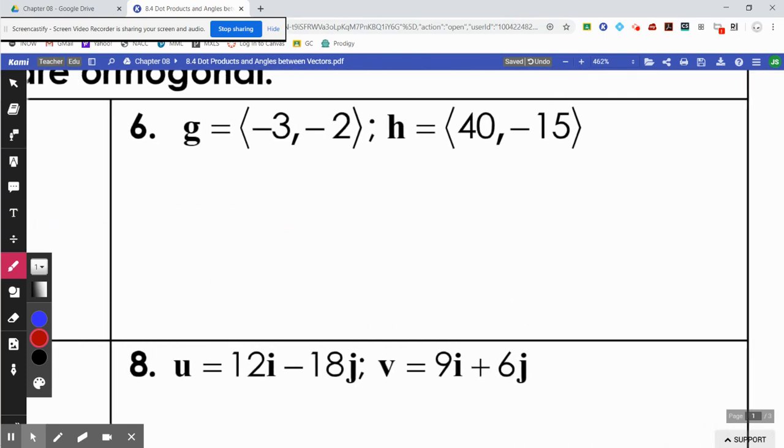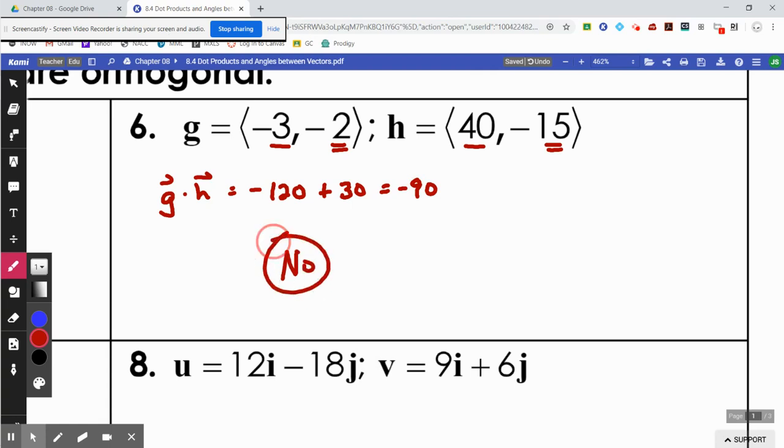Next up, are these perpendicular? Let's find G dot H. Multiply negative 3 times 40, and that'd be negative 120. Multiply negative 2 times negative 15, that is a positive 30. So therefore, negative 120 and positive 30 gives you negative 90. So therefore, no, these are not perpendicular or orthogonal.